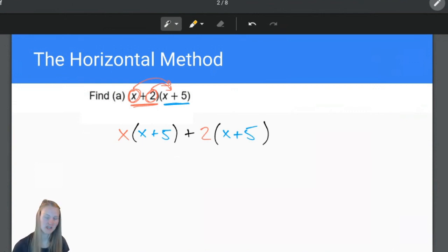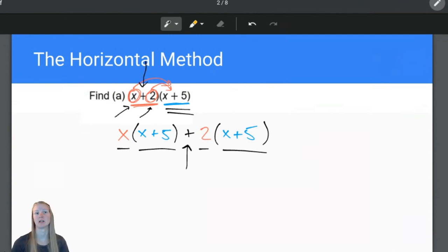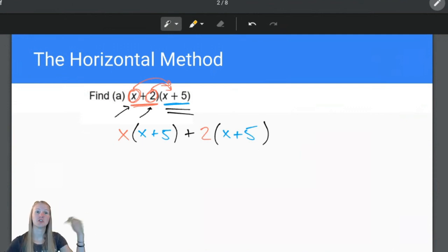But I'm going to recap how we got here. We took the first term, the x, and we multiplied it by x plus 5. And then we took the second term, the 2, and we multiplied it by the x plus 5. So we have x times x plus 5, and then 2 times x plus 5. The reason we knew to add here in the middle is because we are adding here in the middle. It's positive 2, not x minus 2. Okay, and now that we are here, all we have to do is distribute.